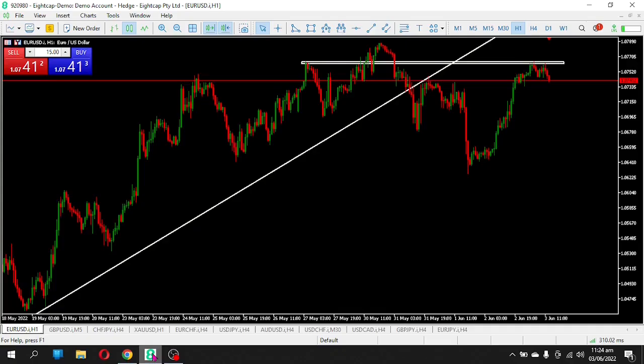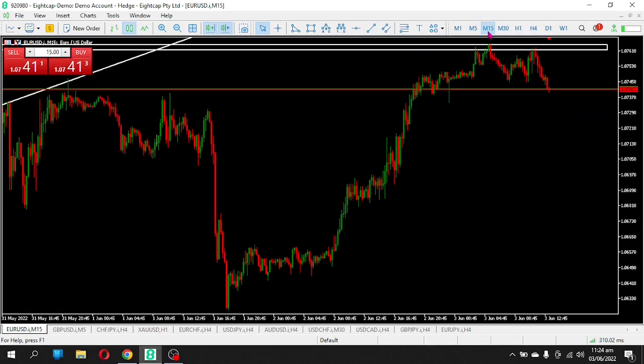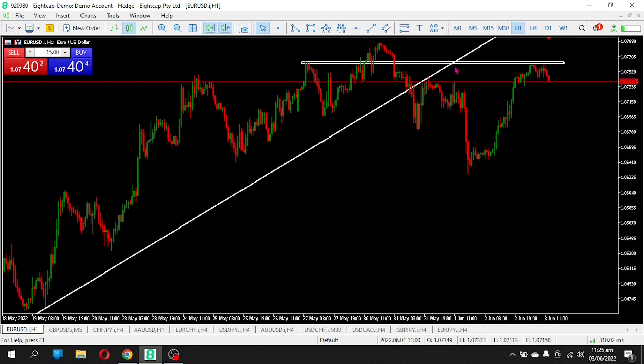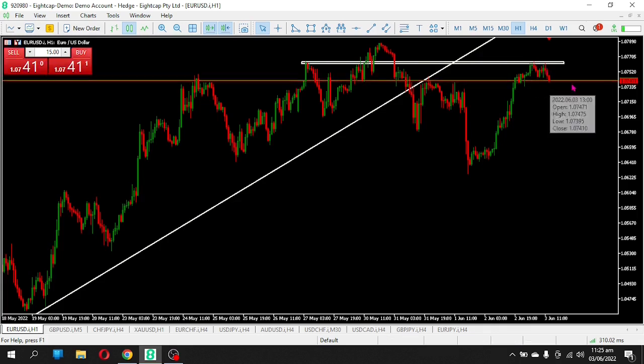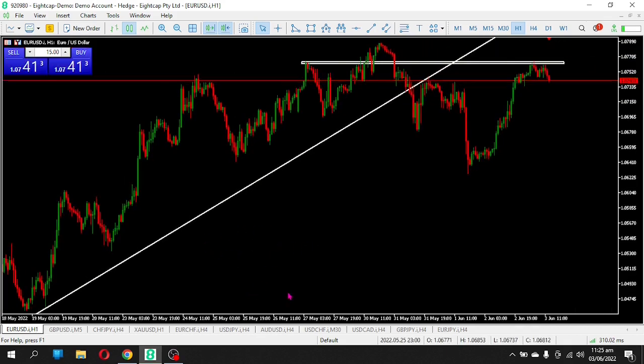If I go back to my software, this is the 15 minutes time frame, you can see this is the double top and this is the resistance. Now on the 1 hour time frame here, you can see this pin bar candlestick at this resistance, and also this pin bar candlestick, and we are now having a bearish candlestick playing out. So I'm about to sell euro USD.